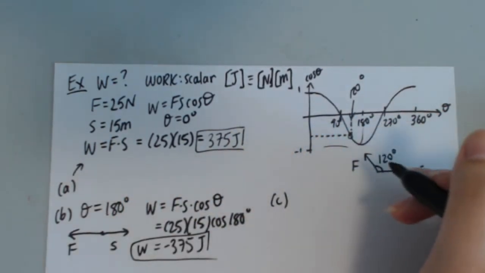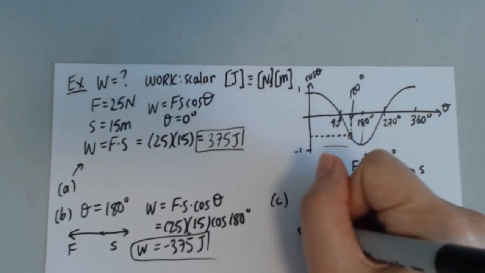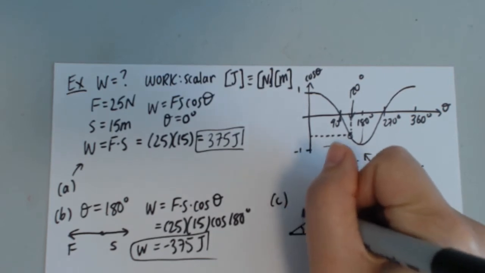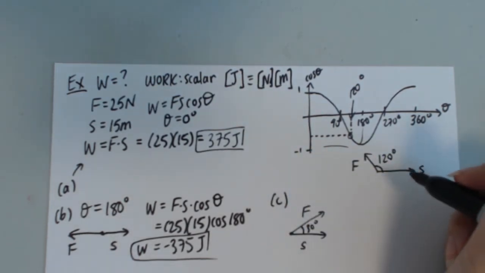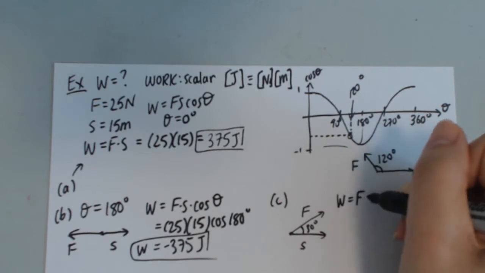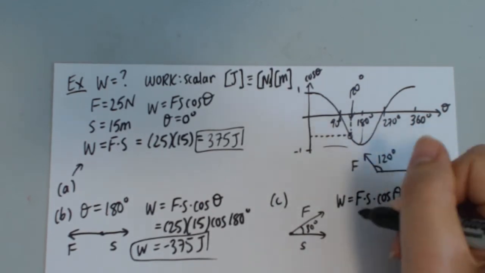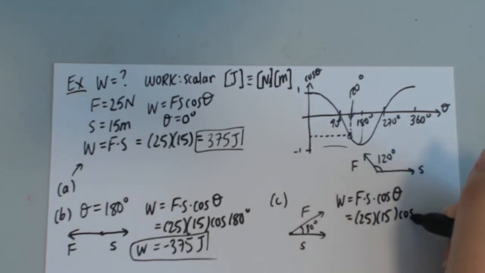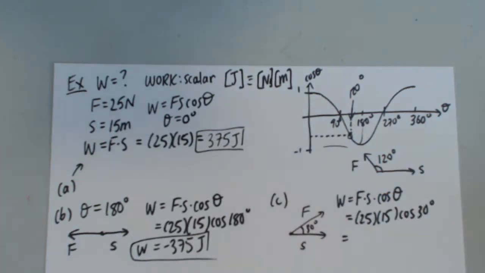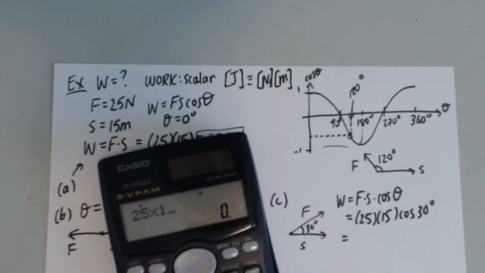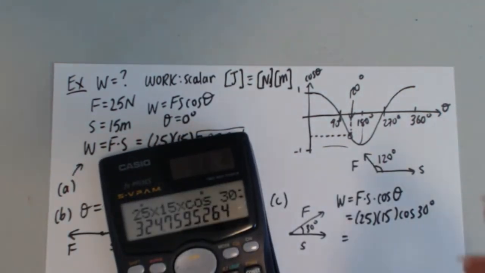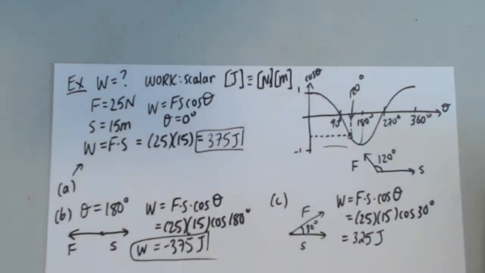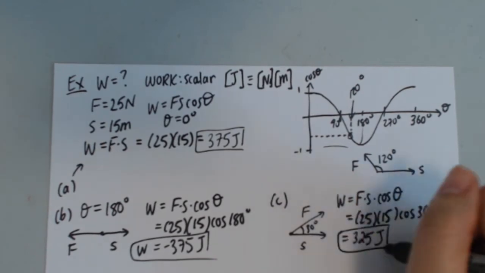Let's do part C, and at a 30-degree angle, so this time we have something like this. So we have the force and we have the displacement, 30 degrees between them. So W is equal to Fs cos theta, which is equal to 25 times 15 times cosine of 30 degrees. 25 times 15 times cosine of 30. 325 joules. So less than we had before.